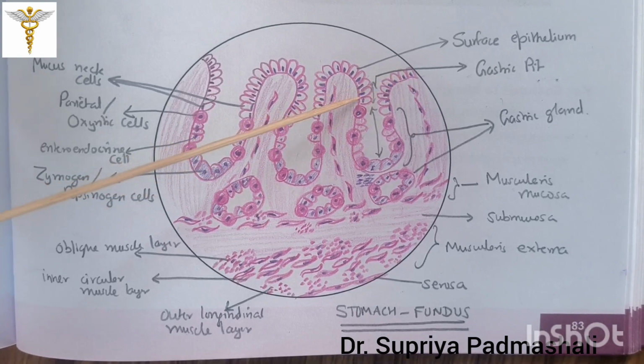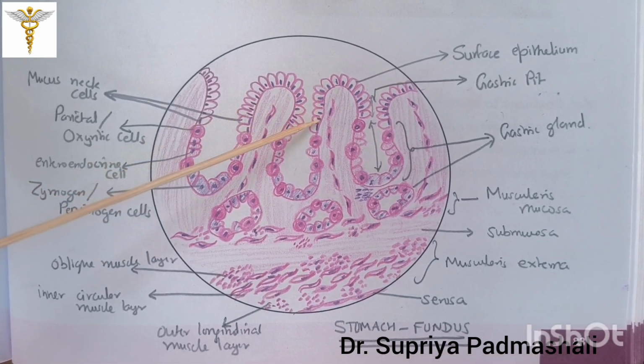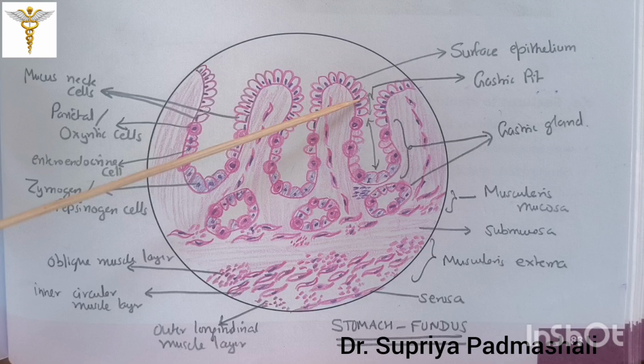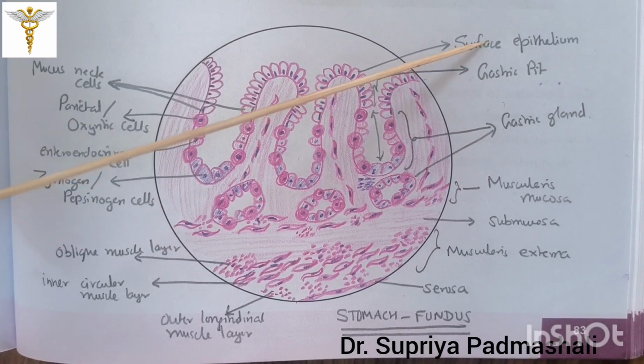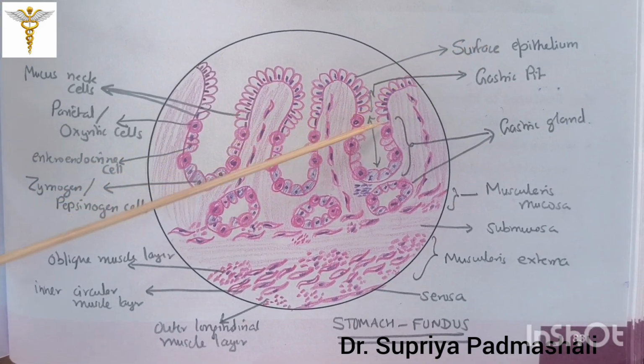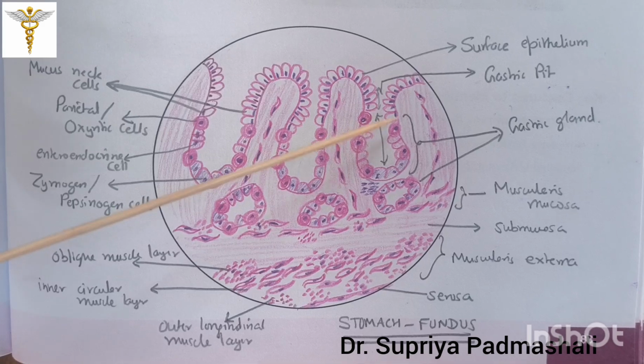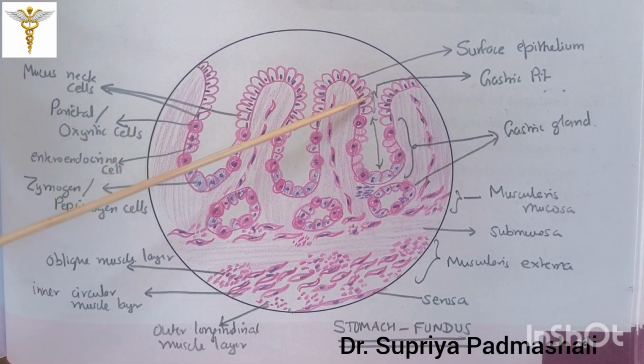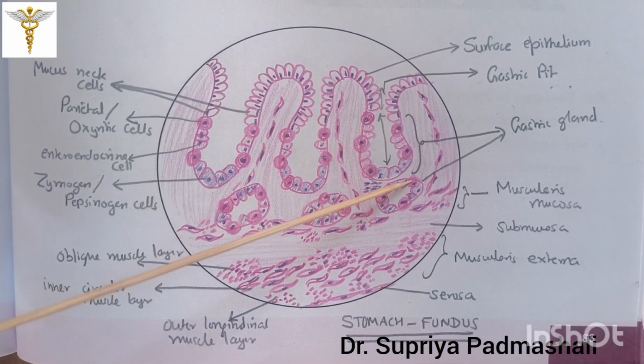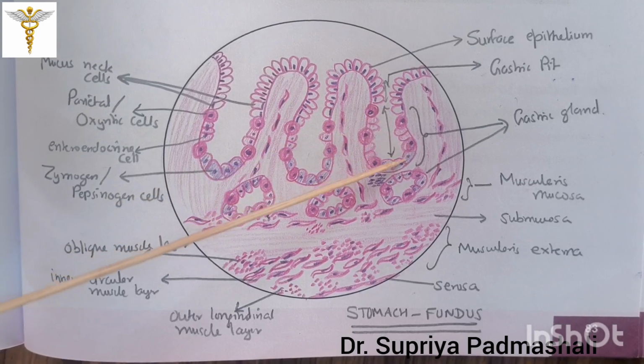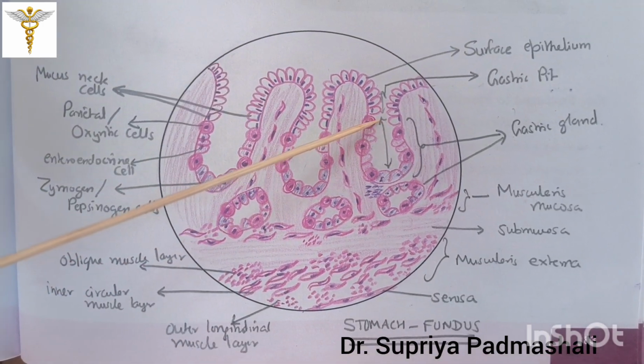In the mucosa you can see the lining epithelium as simple columnar epithelium. So remember the surface epithelium, you can write it as simple columnar epithelium here, which is secretory in nature. Then you can show the lining epithelium is having the pits as it dips inside to form the gastric glands. So these gastric glands or fundic glands, they are longer in size.